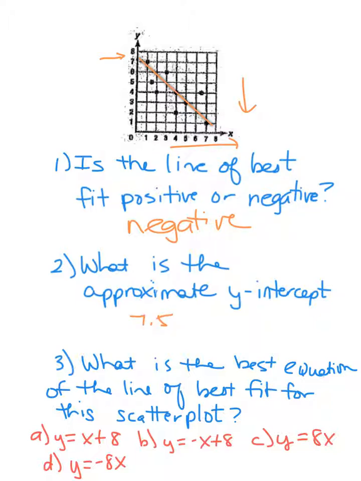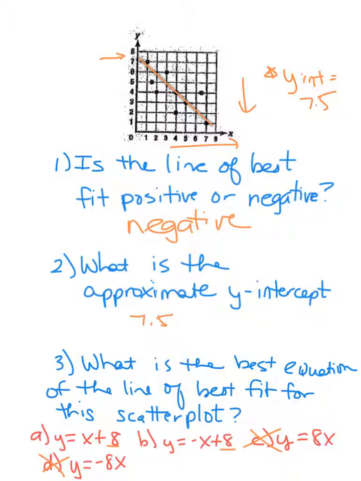Now question 3 says, what is the best equation of the line of best fit for the scatter plot? So there's two things that I need to pay attention to. Again, my y-intercept we said is approximately 7.5. So if I look at my choices, in letter A, I do have a y-intercept of positive 8, so I'm going to leave that. That's pretty close to 7.5. B is also 8, and so I'm going to leave that one for now. In letter C, my y-intercept is 0, so I'm going to just cross that one off as an option. And the same thing with letter D. That also has a y-intercept of 0, so I'm going to cross that off.